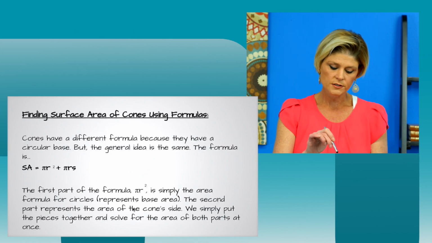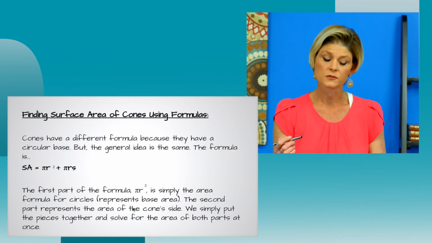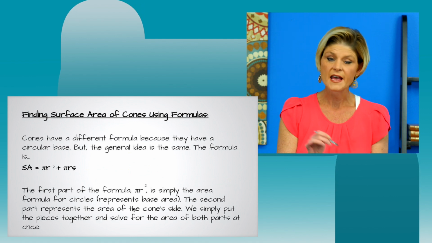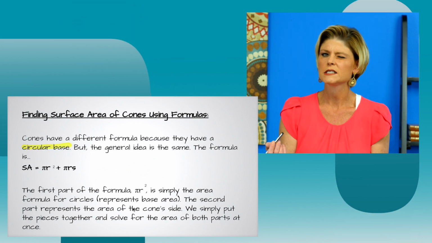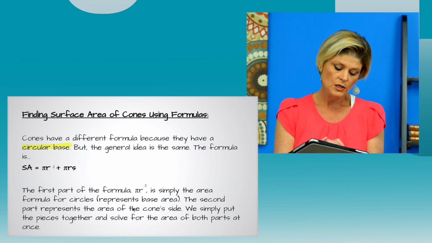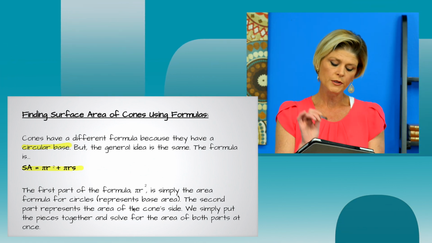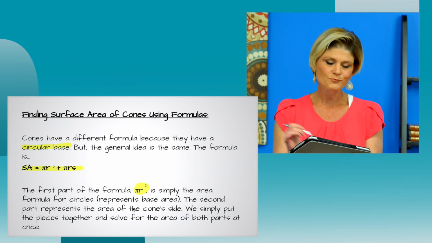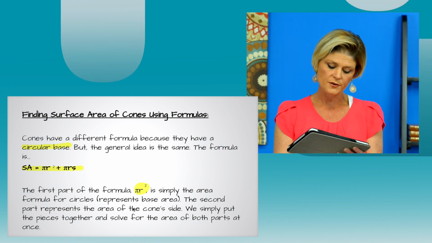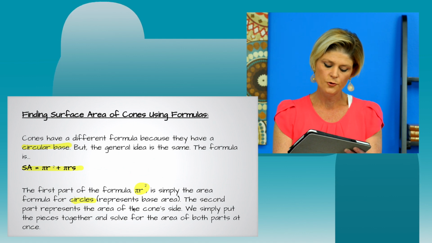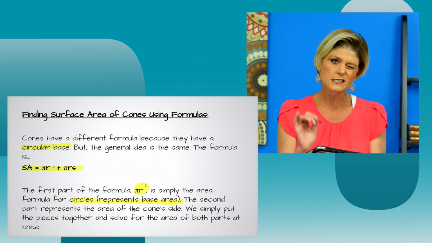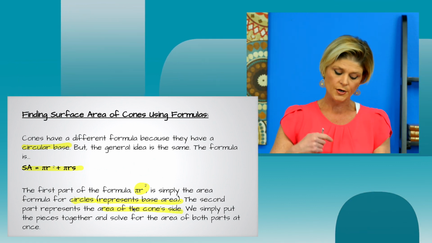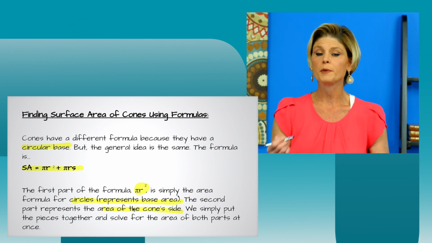All right, let's also talk about finding the surface area of cones using formulas. Now, cones have a different formula because, remember, they have a circular base. But the general idea is the same. Now, the formula is surface area equals pi r squared plus pi rs. Now, the first part of the formula, pi r squared, that's just basically simply the area formula for what? Do you remember? For circles. Okay, and that's going to represent the base area. Now, the second part represents the area of the cone's side. We simply put the pieces together and solve for the area of both parts at once.